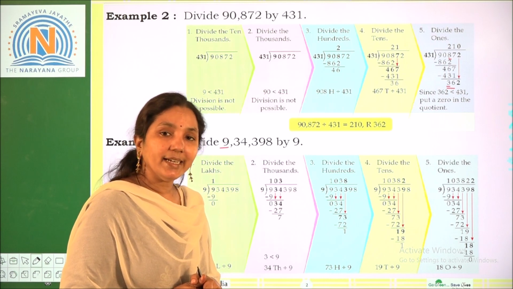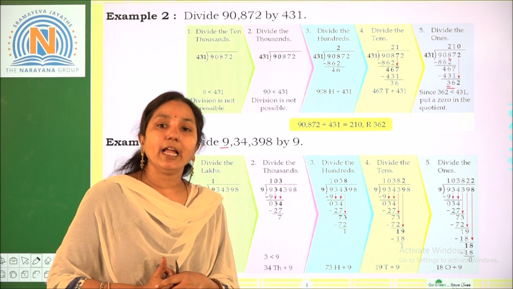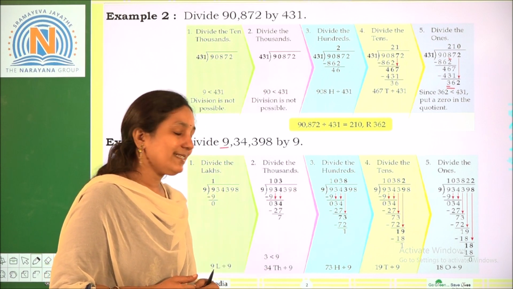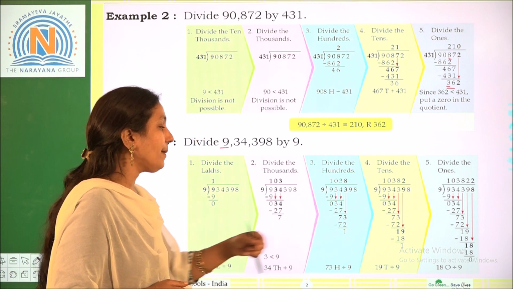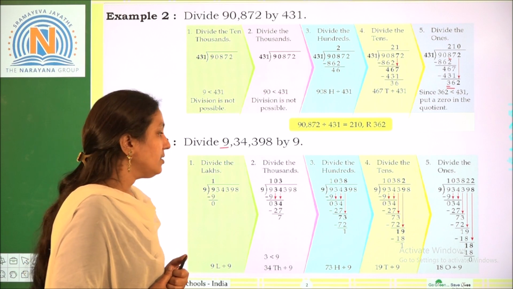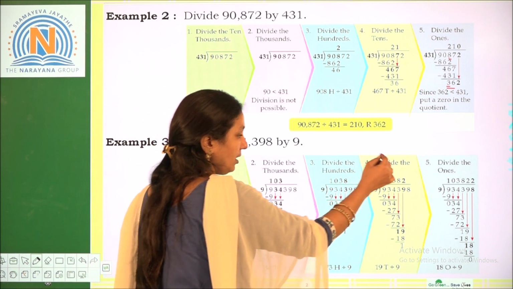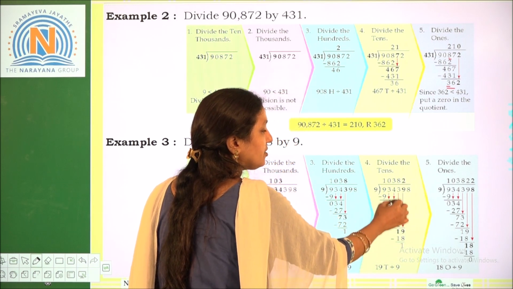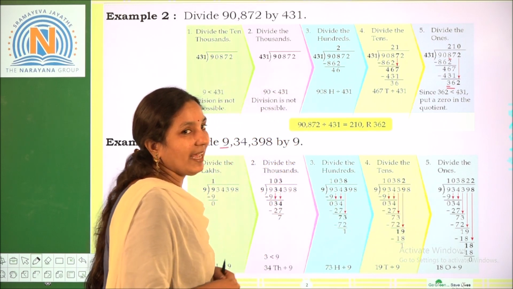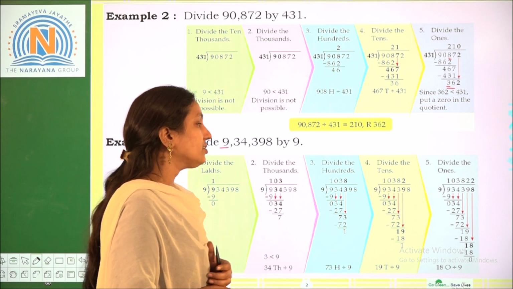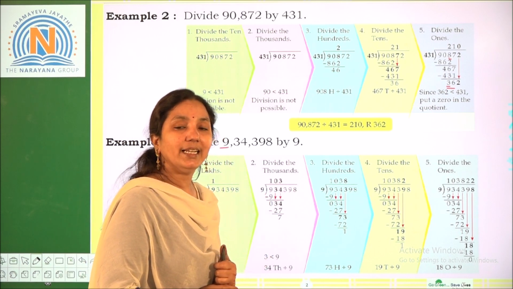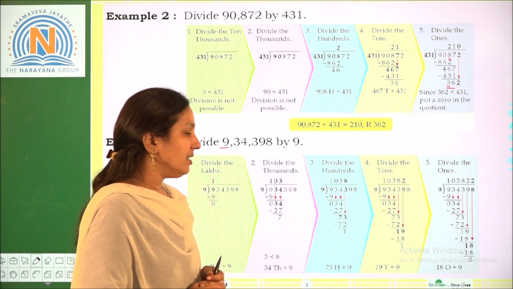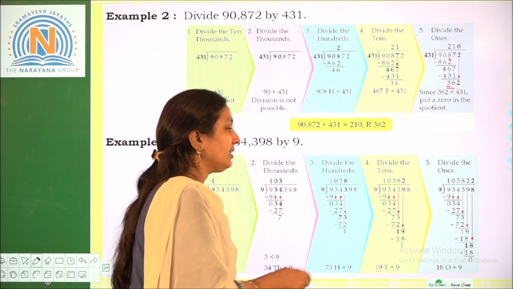So can 73 be divided by 9? Yes. How many times can we take approximately? 8 times. 8 9s are 72. So 73 minus 72 equal to 1. Now you have to take the next, tens place, 19. Can we divide 19? 19 is greater than 9. How many times can we take approximately? 2 times. 2 9s are 18. So 19 minus 18 equal to 1.